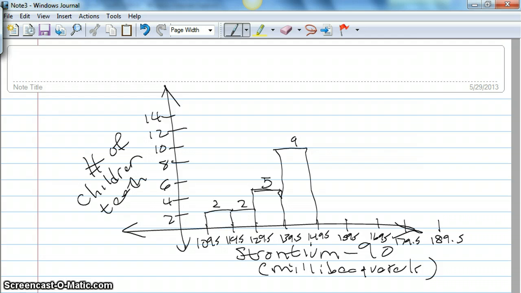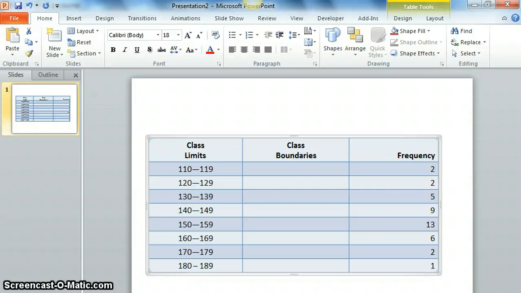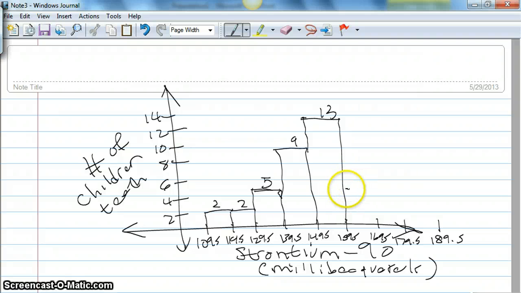The next class has a frequency of 13, so I extend a vertical bar up to a height of 13, halfway between 14 and 12. I'm just going to label this 13, so there's no mistake. The next class has a frequency of 6, and then 2, and then 1. So let's do 6, 2 for the next class, and then 1, which is halfway between 1 and 2, right? And there is your histogram.